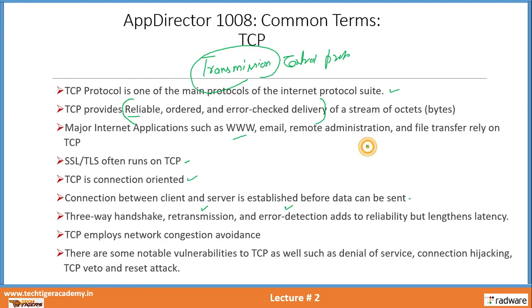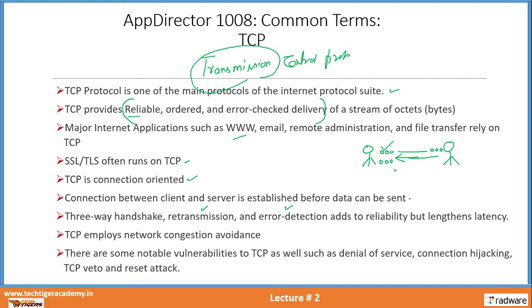Just because if this is a sender, this is a receiver, if he sent three packets, one, two, three to him, right? So before he sends the next three packets, he needs an acknowledgement that yes, he has received these three packets.